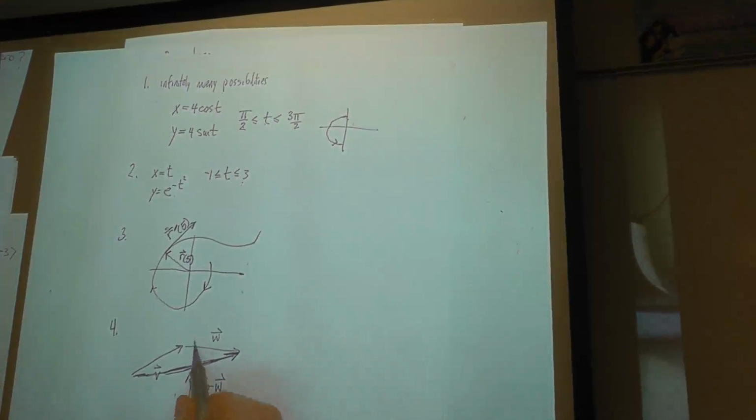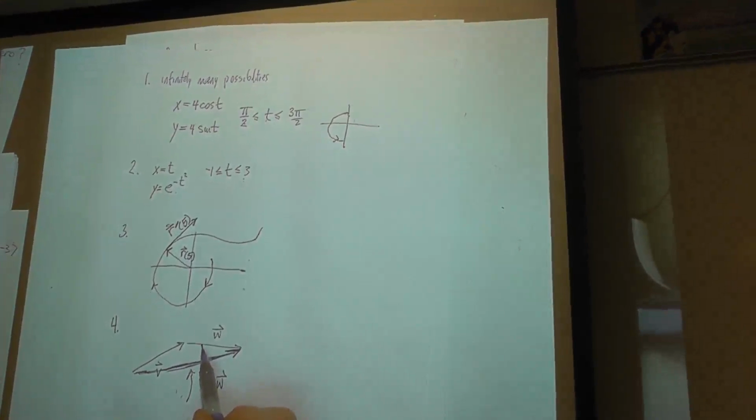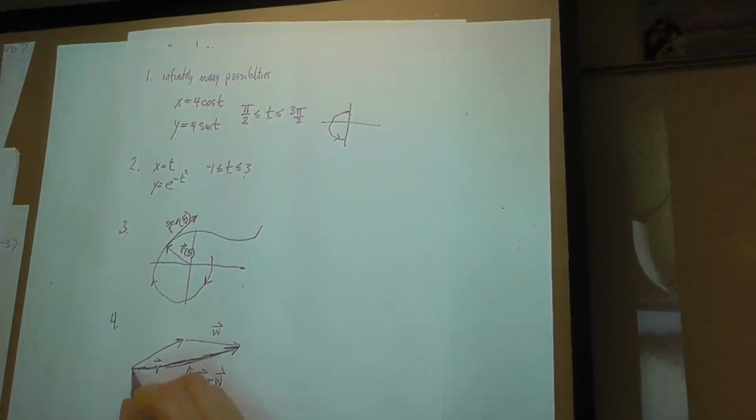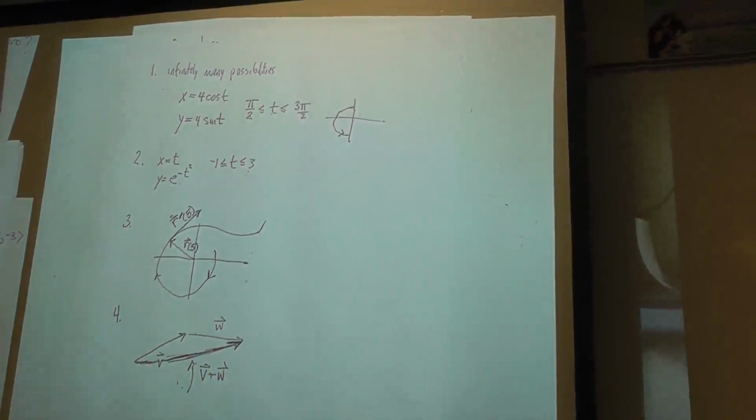V plus W: I need to put these two vectors head to tail, and then I draw from the open tail to the open head. That's V plus W.